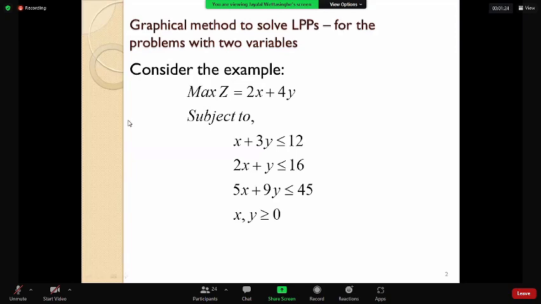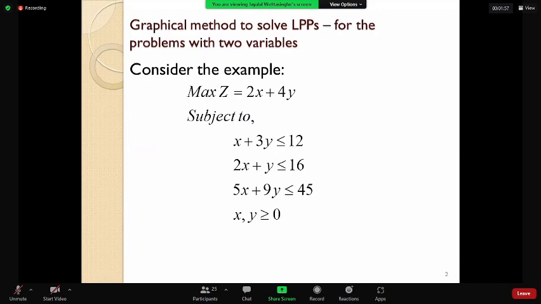Okay, so let us consider this example. This is a maximization problem. We want to maximize 2x plus 4y subject to three constraints. x plus 3y less than or equal to 12, 2x plus 5y less than or equal to 16, 5x plus 9y less than or equal to 45.